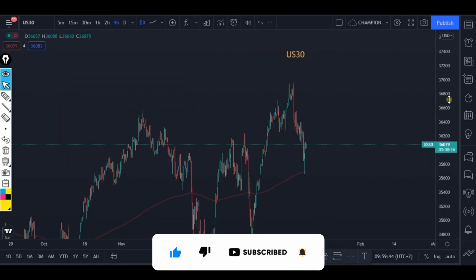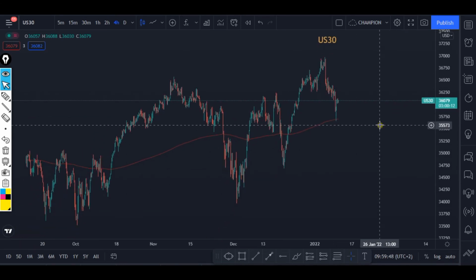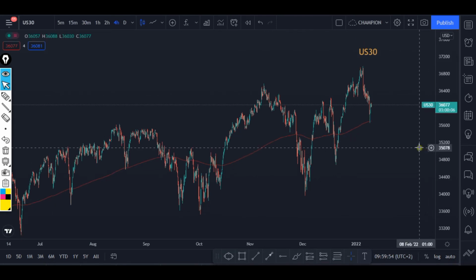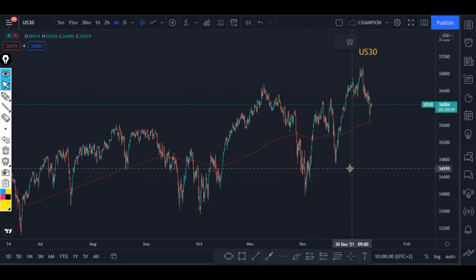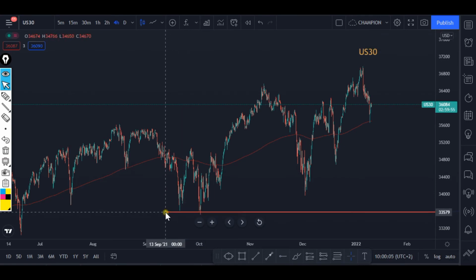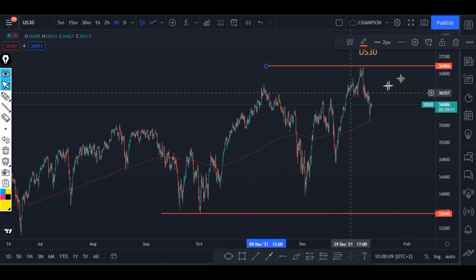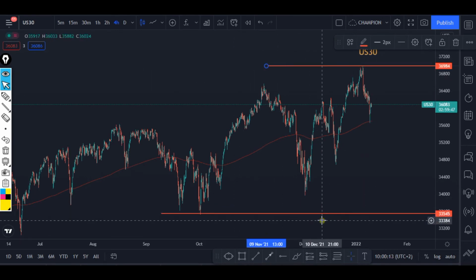Let's see. This is US30. Remember that we are doing gold, NASDAQ100, and the US30. These indices are moving in nice structures, man. Let's start by marking our peaks. This is my lowest peak, my lowest turning point, and this is my highest. And obviously there's a resistance. This is our horizontal support.